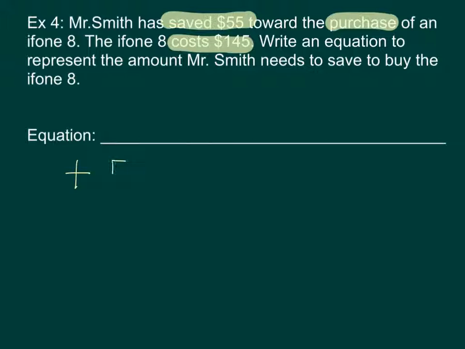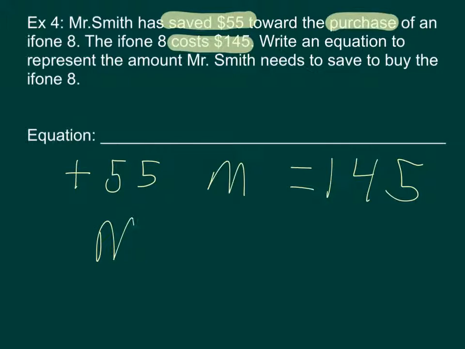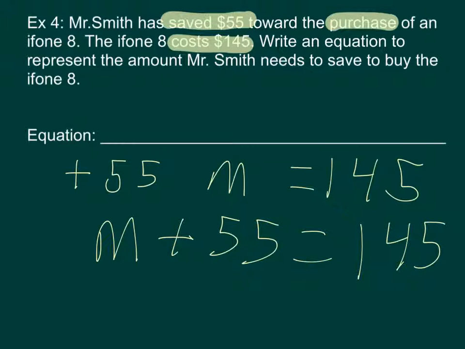Alright, so we have saved 55. So that's plus 55. He's put $55 in the bank. And the whole thing costs $145. So the total is this much. We want to know how much more is needed. Well, let's put these back in order and get an equation. So, Mr. Smith needs some money, or more, plus the $55 he's already saved to equal $145. So, M plus 55 equals 145.